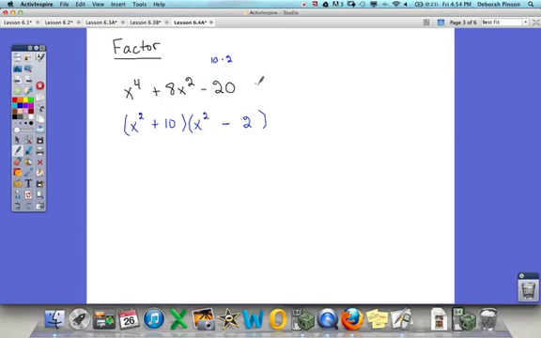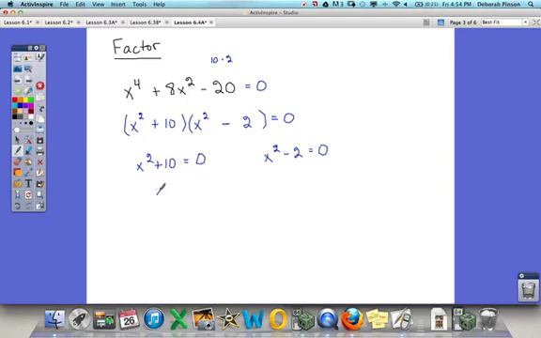If I asked you to solve, it would need to be an equation. So I'm going to change this problem. I'm going to make it an equation. And let's finish this by solving. So I'm going to set my two factors equal to 0, and then I'll go through and solve.